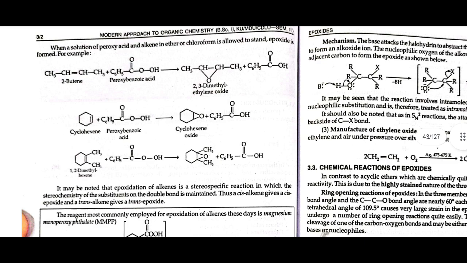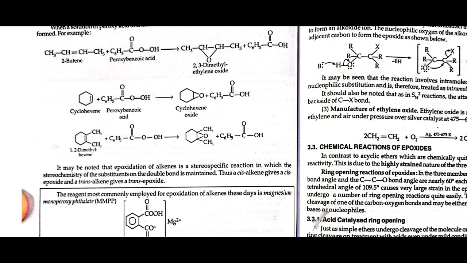illustrated below. It may be noted that epoxidation of alkenes is a stereospecific reaction in which the stereochemistry of the substituent on the double bond is maintained. Thus, a cis alkene gives a cis epoxide and a trans alkene gives a trans epoxide.